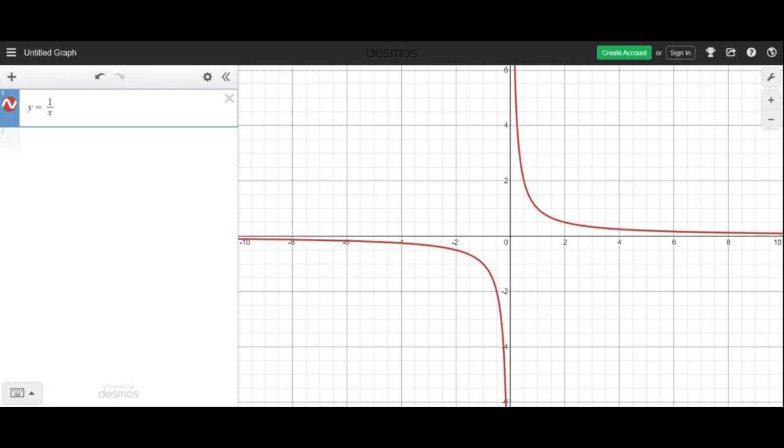So any questions on why that is the domain for that graph? Okay.